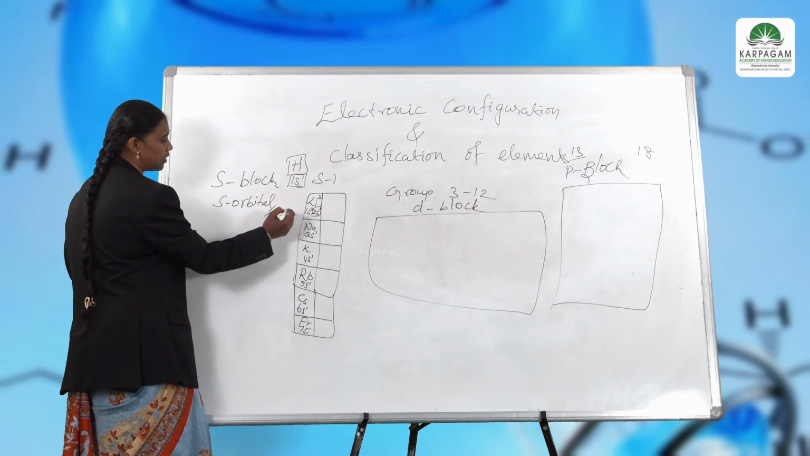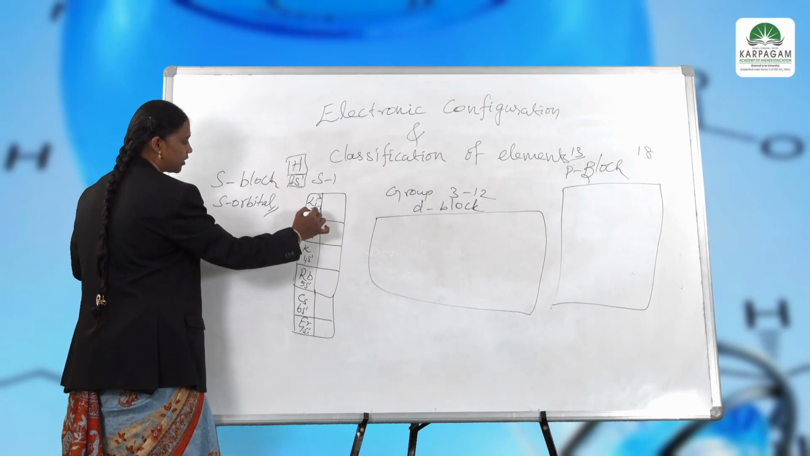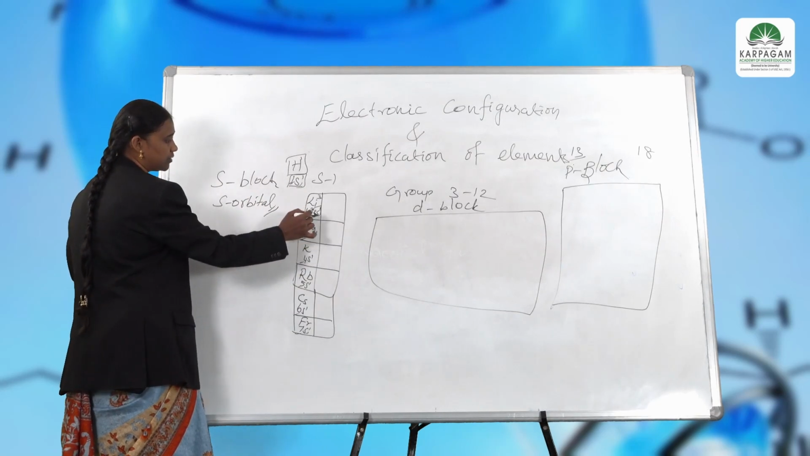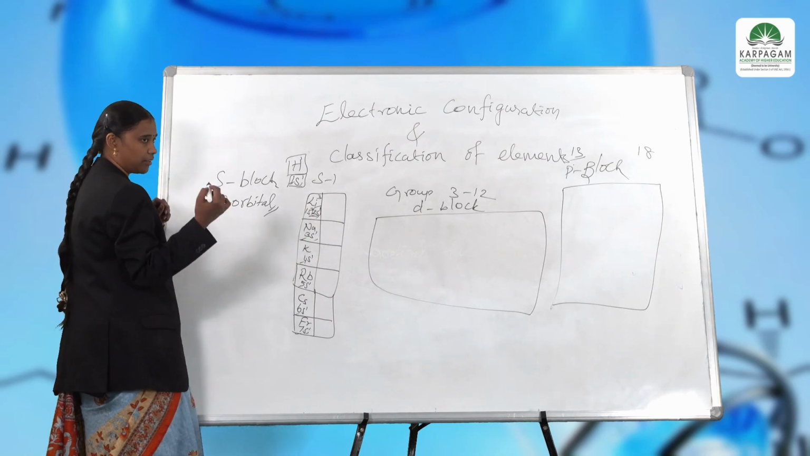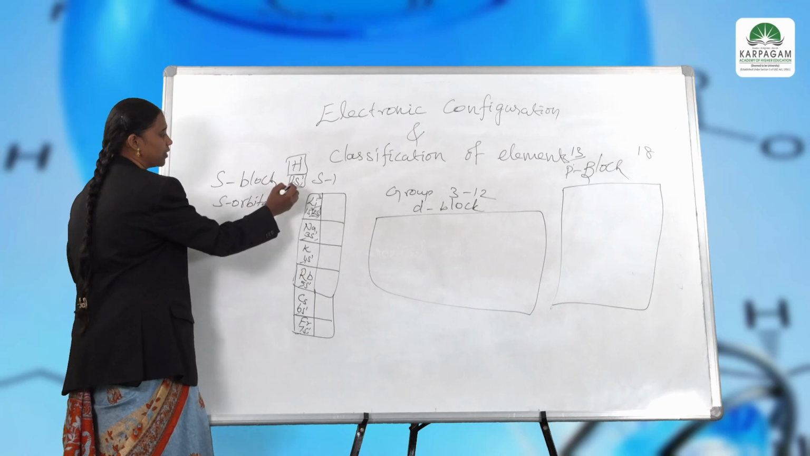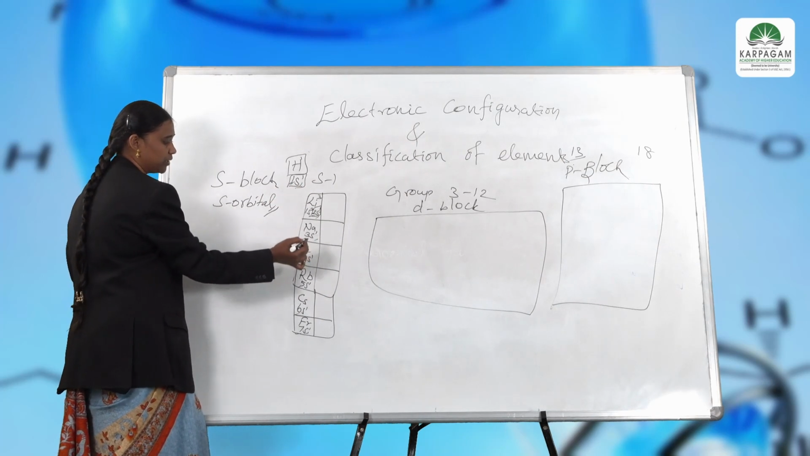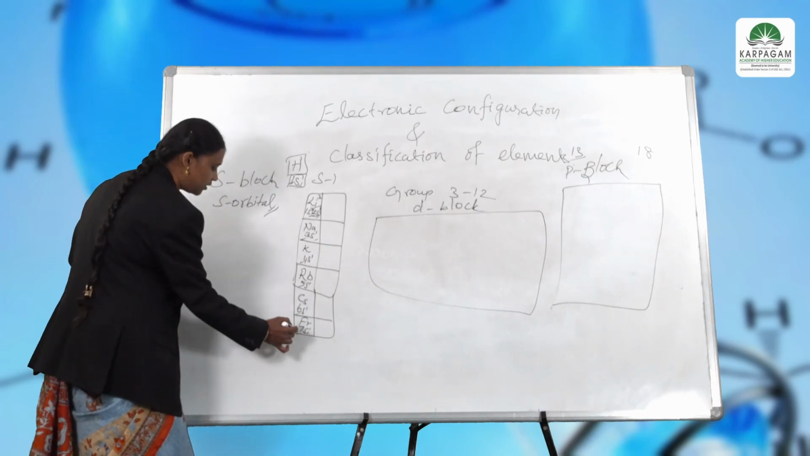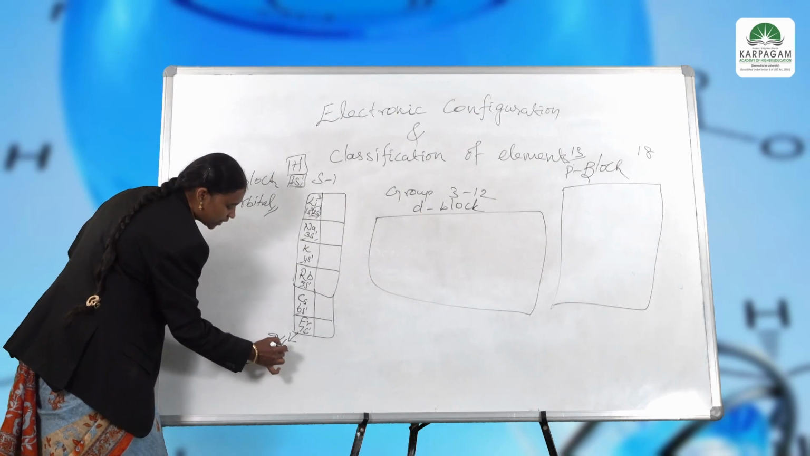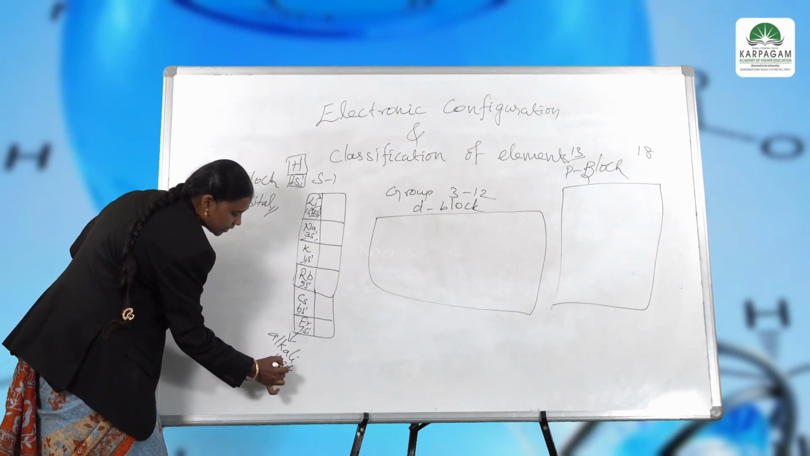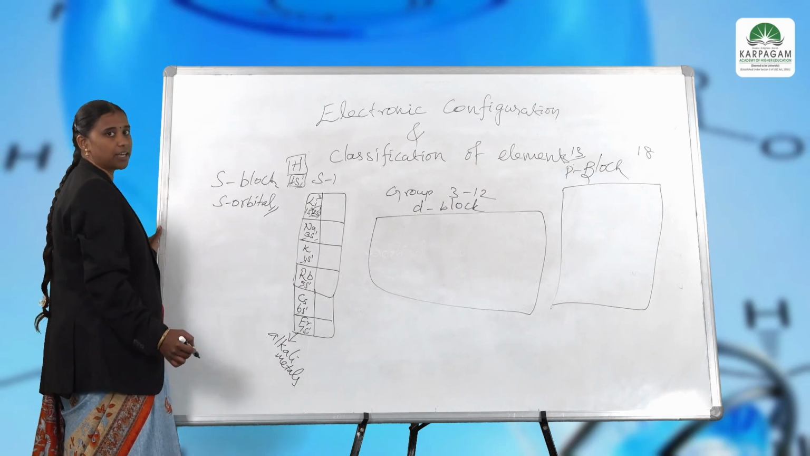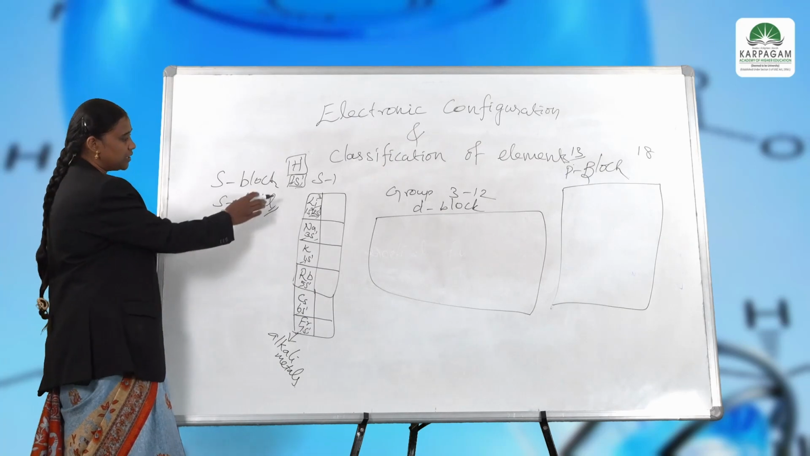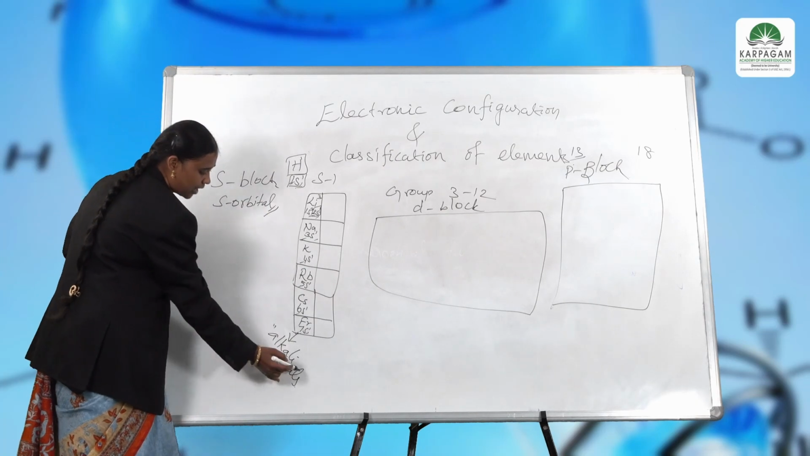Here in the period the numbers increase 1, 2, 3, 4, 5, 6, 7, but the orbital is the same, that is S orbital, and it has only one electron: 1s1, 2s1, 3s1, 4s1, 5s1, 6s1 and 7s1. These are also called alkali metals. Why are they called alkali metals? Because they are alkaline in nature. So that's why these elements are considered alkali metals.